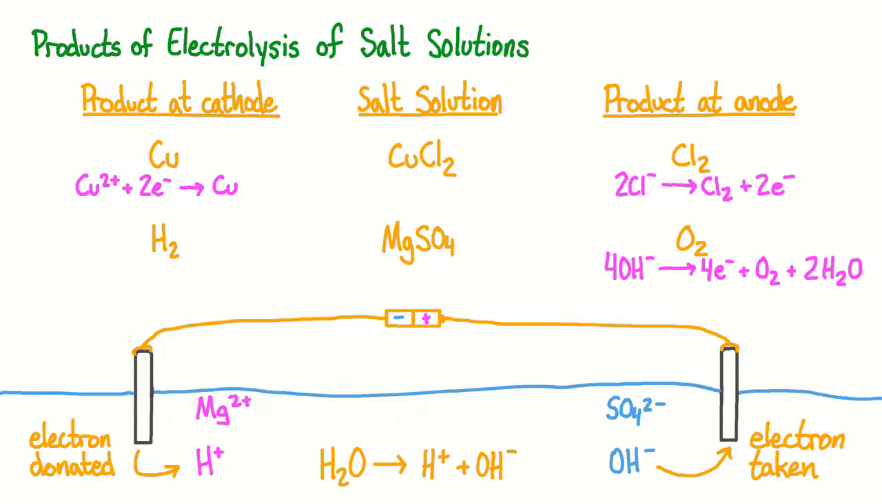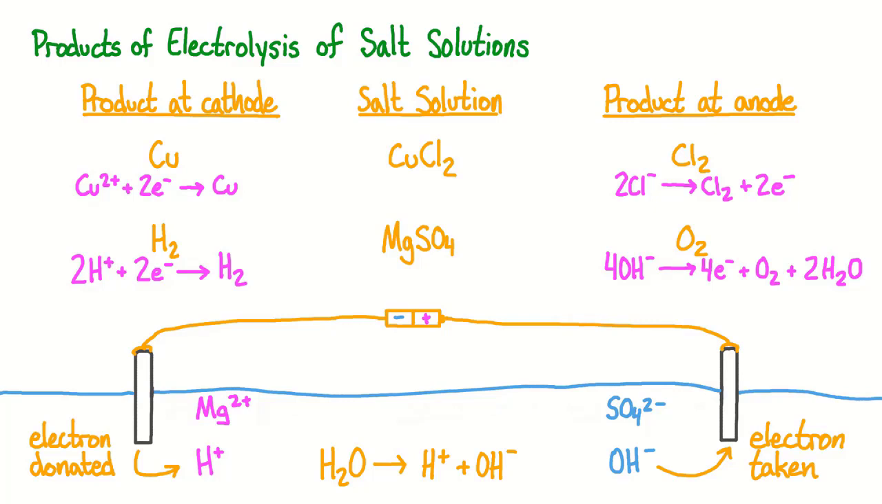4 hydroxide ions will give up their electrons, producing those 4 electrons, a molecule of oxygen gas, and 2 molecules of water. At the cathode, 2 hydrogen ions will combine with 2 electrons to form hydrogen gas. We now have an answer to the question of how these mystery products are formed. Depending on which ions gain or lose electrons in the solution, our products can be the elemental forms of the ions in the salt, or hydrogen gas or oxygen gas.